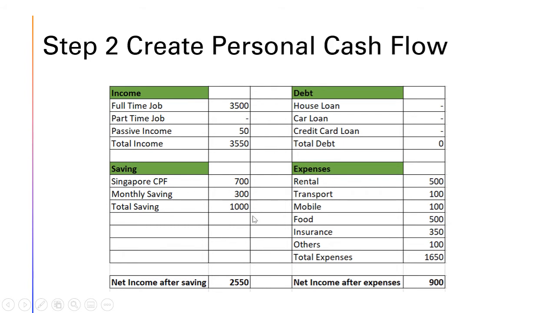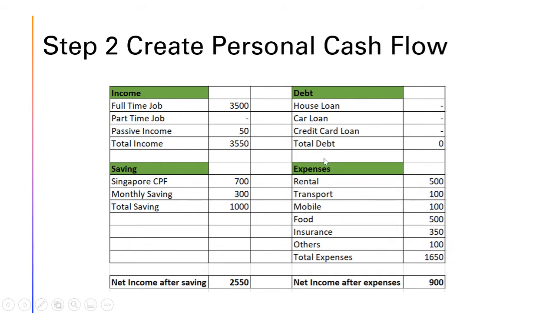After that, I look at my debt. I do not have a house, so my housing loan is zero. I do not have a car because cars in Singapore are the most expensive in the world, so most people use public transport. So no car loan. My credit card loan is also zero. So my debt is basically zero.